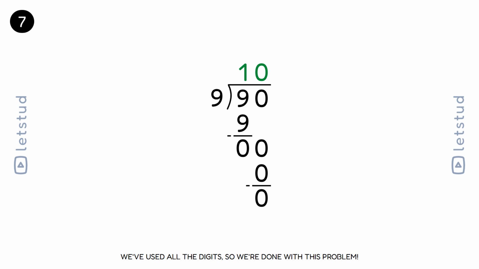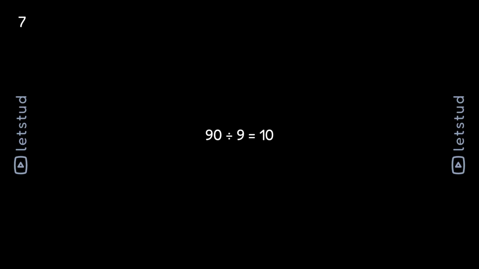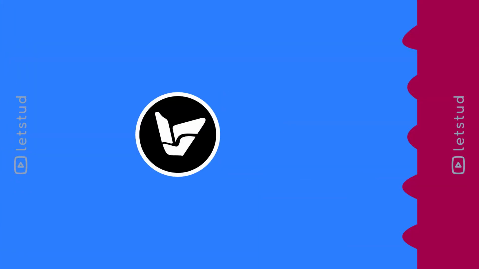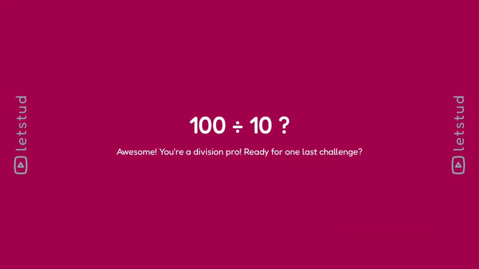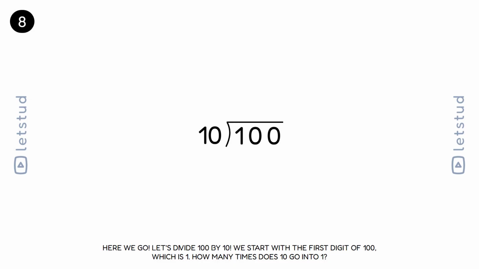We've used all the digits, so we're done with this problem. Fantastic! You've conquered dividing 90 by 9. Awesome, you're a division pro. Ready for one last challenge. Here we go. Let's divide 100 by 10.